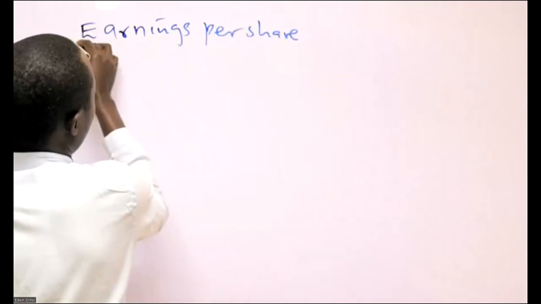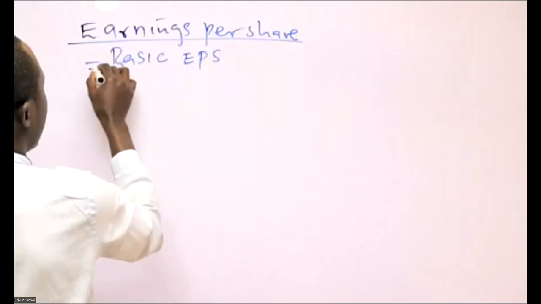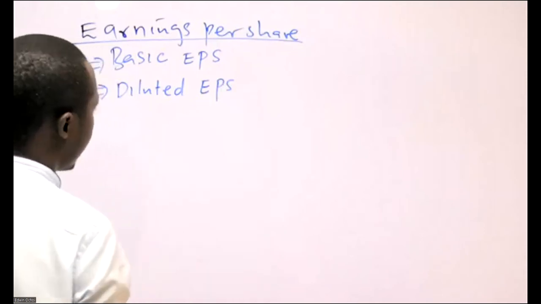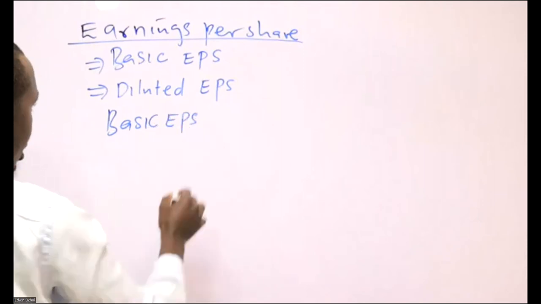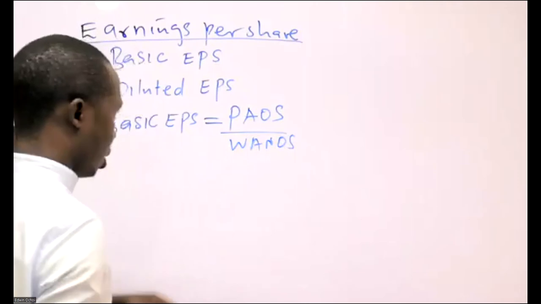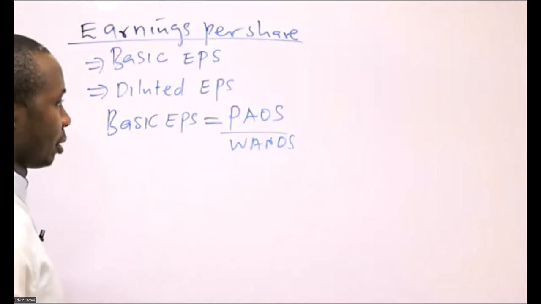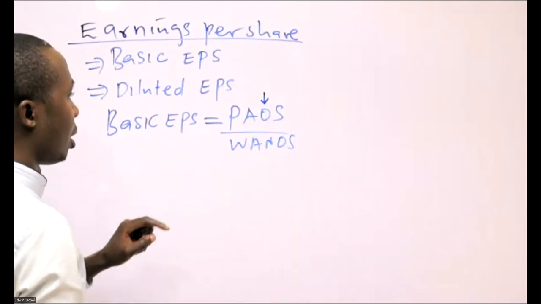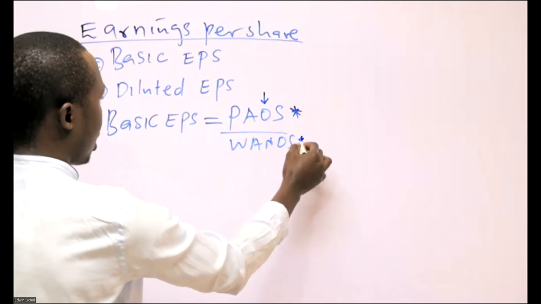Under this earnings per share, we'll be talking about basic earnings per share, and I will be talking about the diluted EPS. So to start with the basic EPS, the profit attributable to ordinary shareholders, you divide by the weighted average number of ordinary shares. The profit attributable to ordinary shareholders, to be more specific, ordinary shareholders, you divide by the weighted average number of ordinary shares. So you need to know how to get this, and you need to know how to get this.